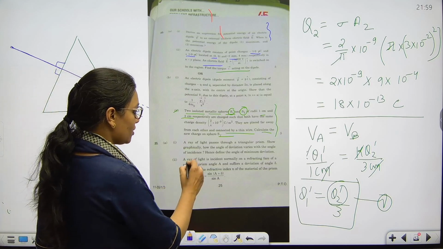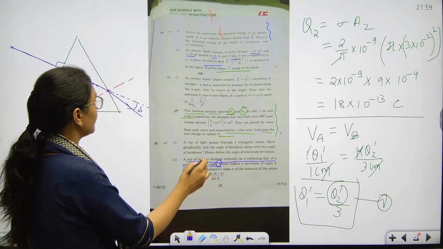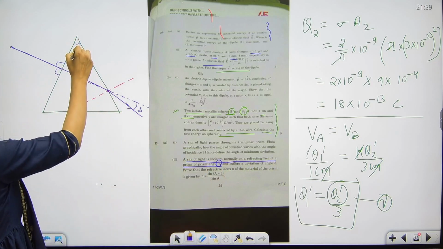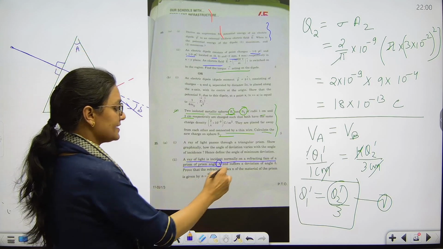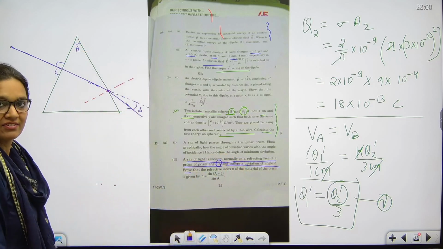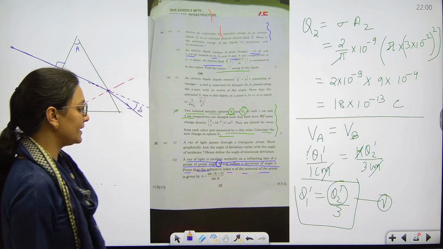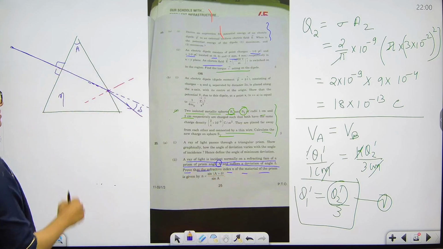Read the question. A ray of light is incident normally on the refracting surface of a prism of angle A. This prism is having angle A here, and suffers a deviation of angle delta. This deviation angle is delta. Prove that the refractive index of the material is... the refractive index value we have to find.